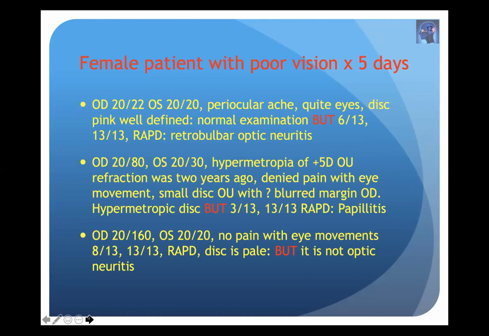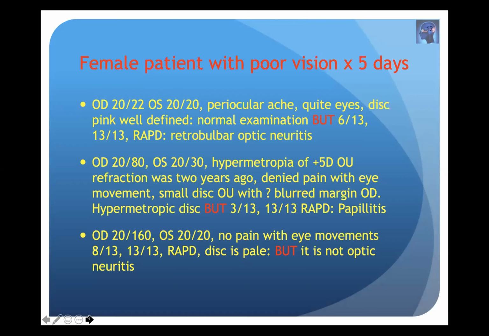Both eyes were quiet, the disc was pink and well defined. With this information, the initial impression was a normal examination. But as the patient was adamant that she was having some blurred vision for the past 5 days, we checked her color vision. She was reading only 6 out of 13 color plates with the right eye, and all 13 plates with the left eye.